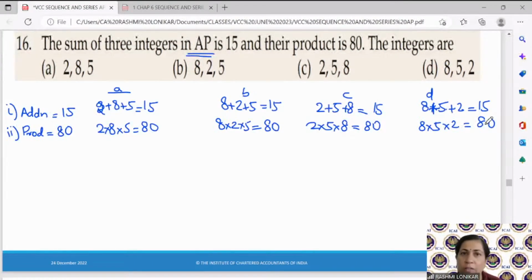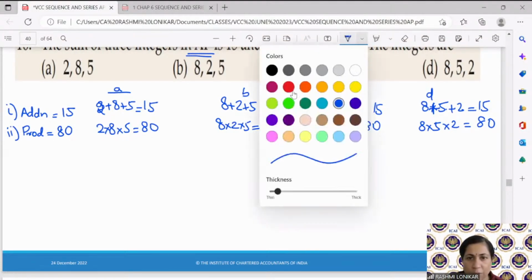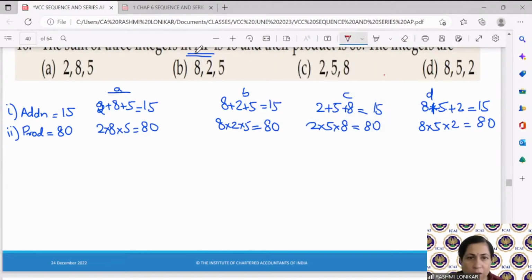All the two conditions are satisfied by all the 4 options. But what is the catch here? They want to check whether you read it properly or not. What is the important word? AP. They should be in AP. Now let us check whether they are in AP.